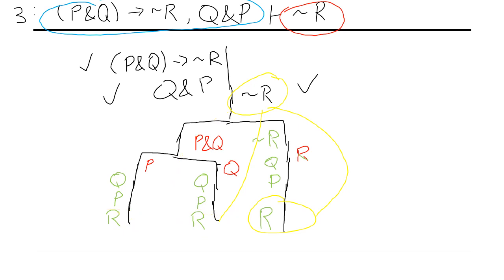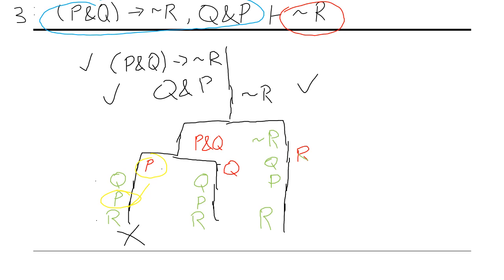So now I want to look back and see if any of our branches are closed off. We'll start here. We got an R on the left, a P on the left, a Q on the left, and we have a P on the right. So right there, those two will cancel out to give us one closed branch.